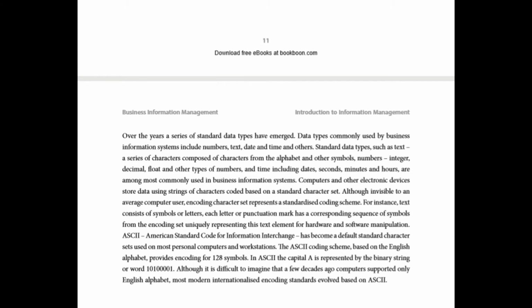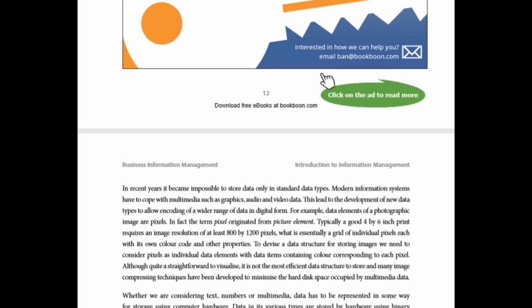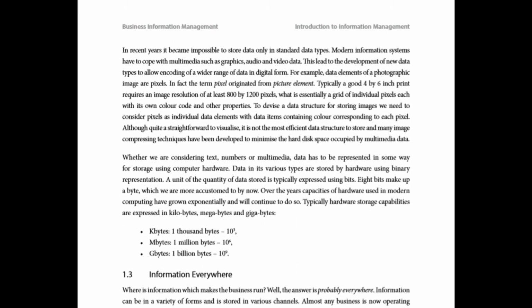In recent years, it has become impossible to store data only in standard data types. Modern information systems have to cope with multimedia such as graphics, audio, and video data. This leads to the development of new data types to allow encoding of a wide range of data in digital form. So modern information systems use graphics, audio, and video data on a regular basis, because most of the information is now graphical, video, and audio based. So more encoding has been involved, and for that reason we have to store it in a wider range in digital form by encoding it.